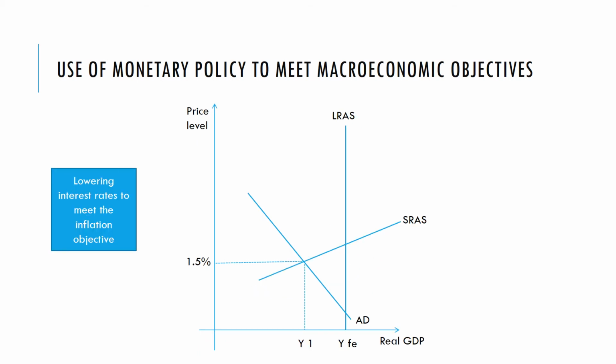If we imagine the economy was in this situation, where the rate of inflation is 1.5%, below target, the Bank of England may consider lowering the interest rate to try and encourage more aggregate demand to get back towards our 2% rate of inflation.